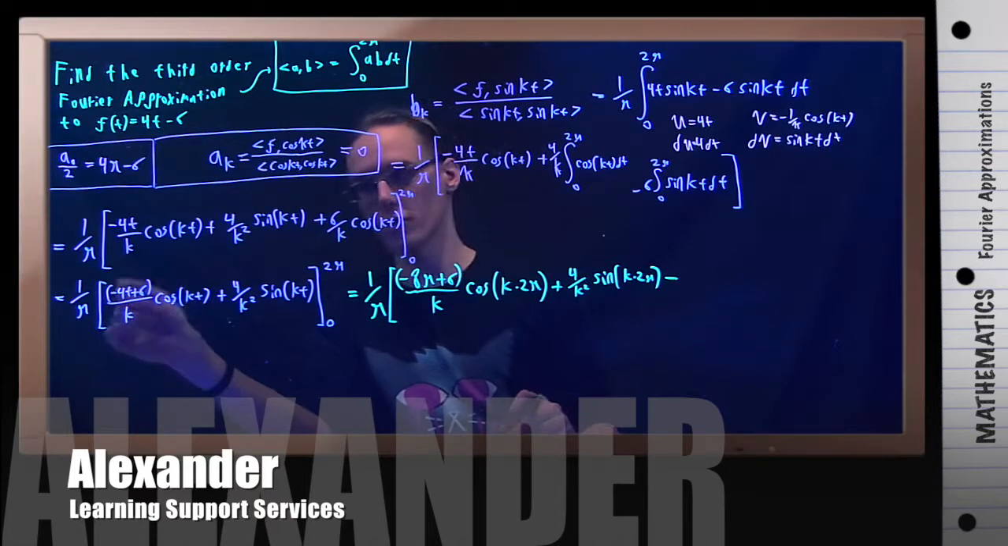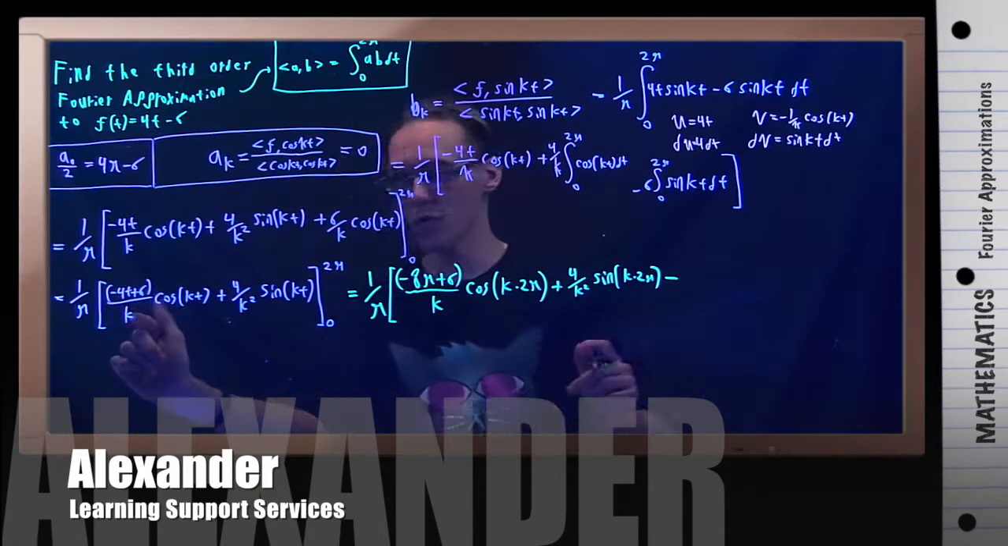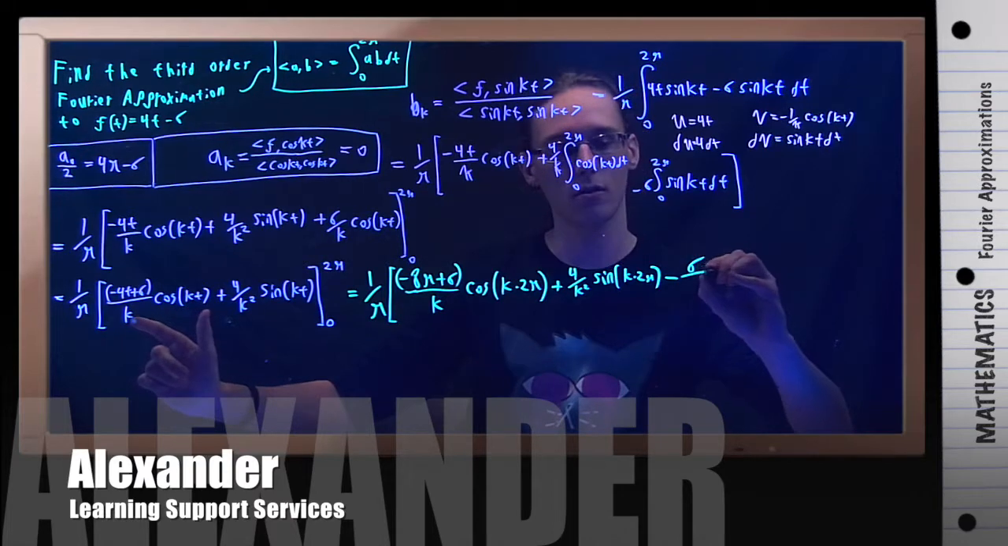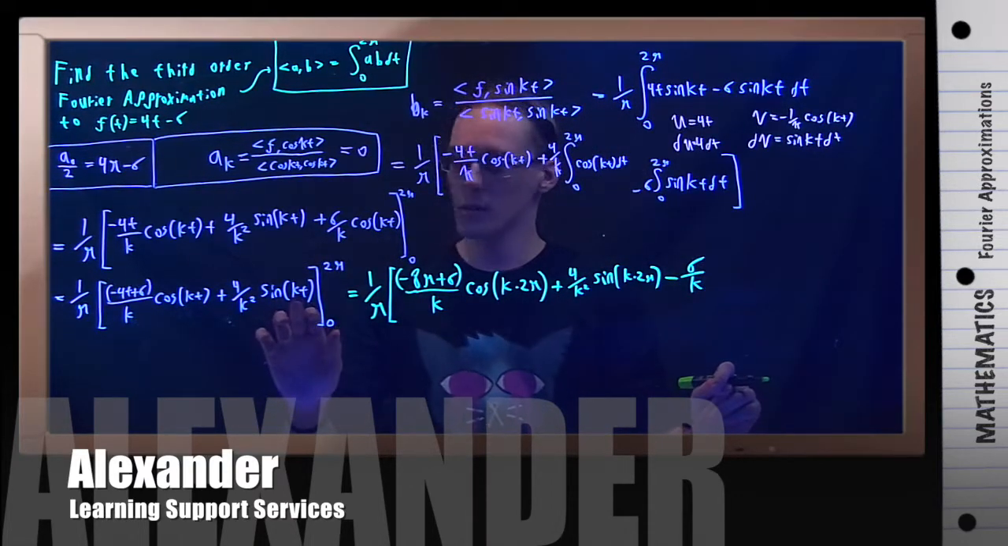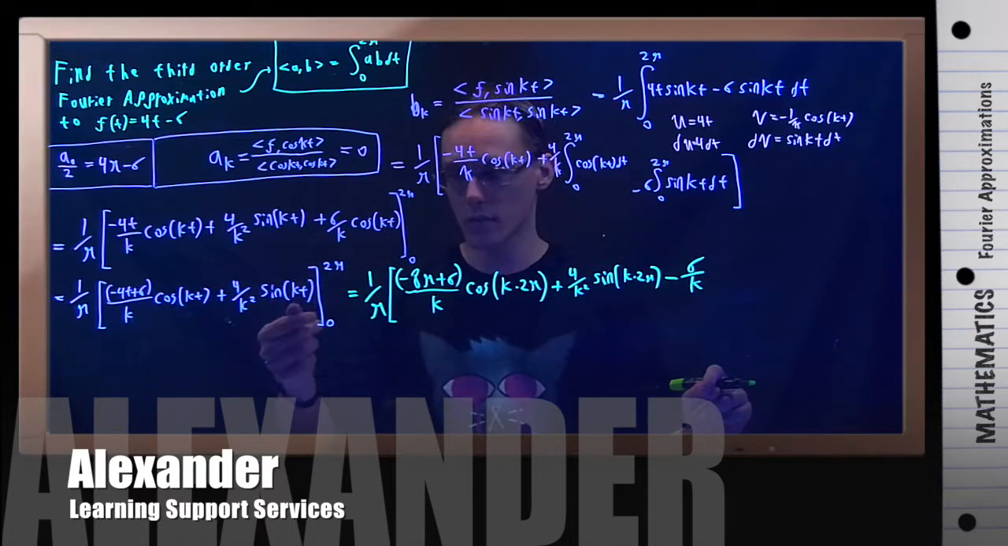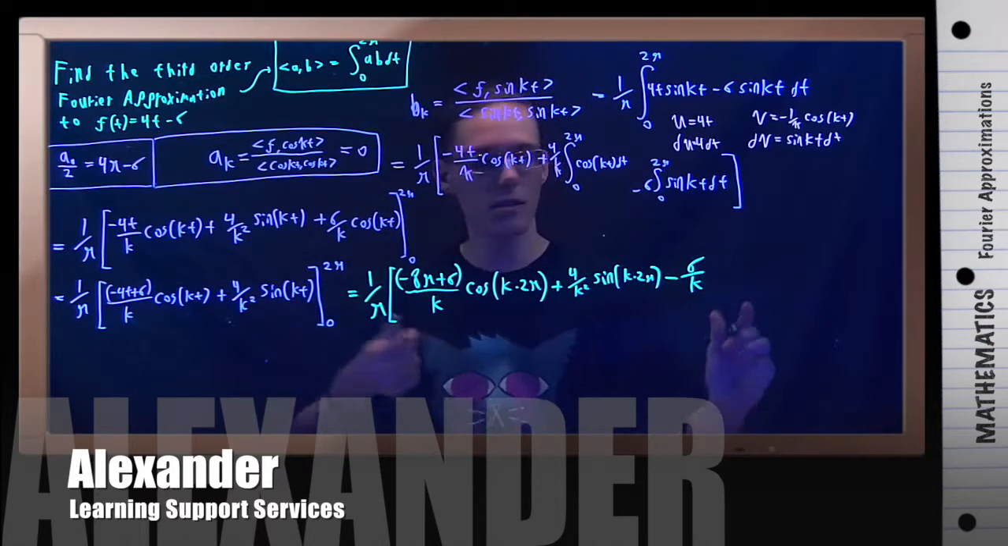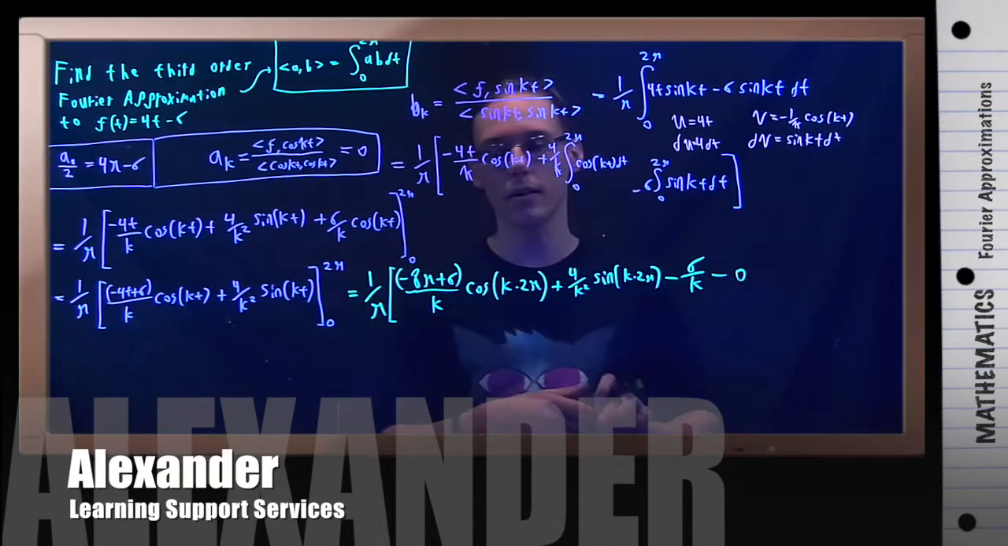Well, negative 4 times 0 is just 0. So I just have minus 6 over k times 1, which is just minus 6 over k. And now minus this one, well, sine of some number k times 0, that's 0. So regardless of what k is, this whole thing just drops out and is 0. I'll still write it there, though.